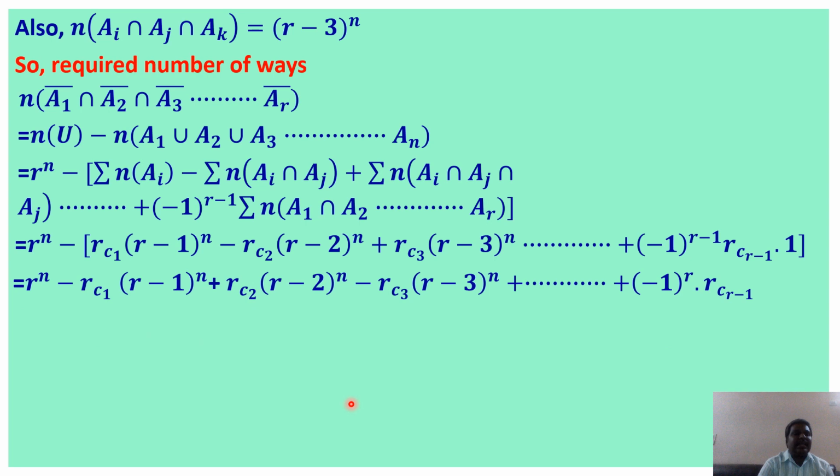r^n minus rC1 into (r minus 1)^n plus rC2 into (r minus 2)^n minus rC3 into (r minus 3)^n and so on up to plus or minus 1 to the power of r into rC(r minus 1). See here, we started from a simple concept: n(A union B) equals n(A) plus n(B) minus n(A intersection B). With the help of this tool, we are solving so many applications of permutations and combinations, like derangements and distribution of different things to different persons or different boxes.